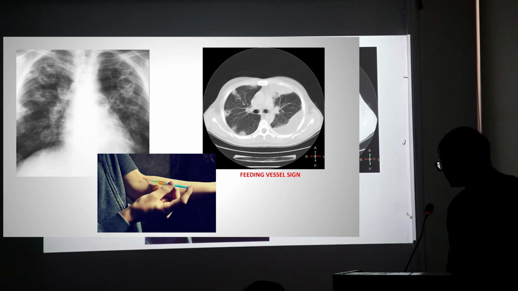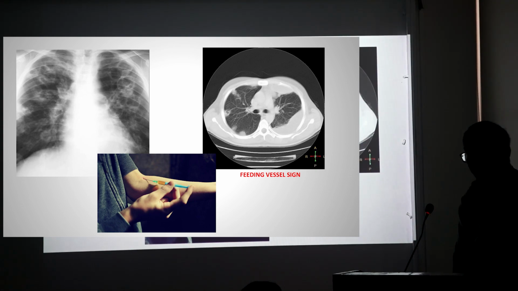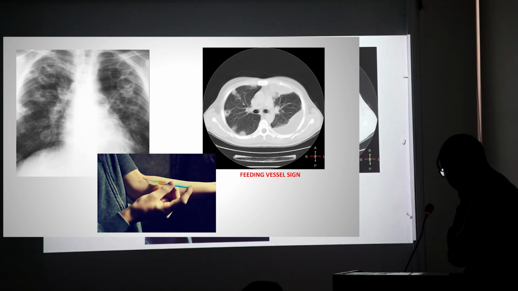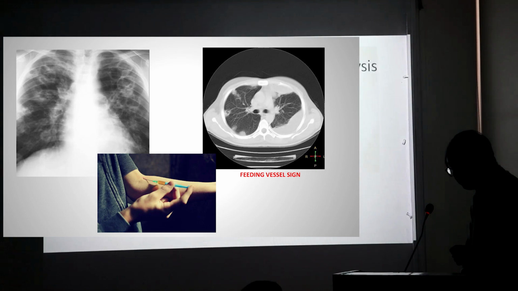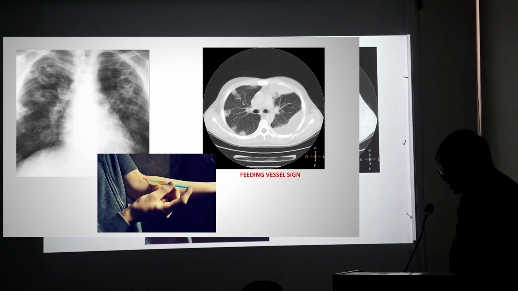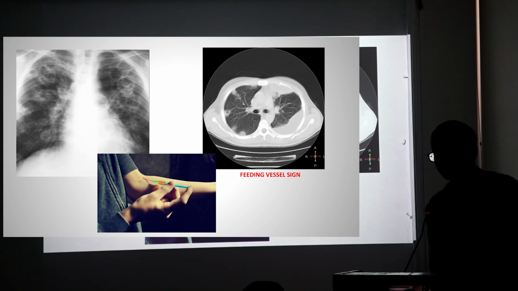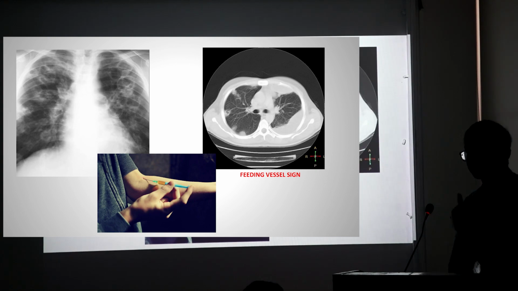Staph is the etiology, but what are we dealing with? I have put the CT also. What we can see in the CT is called the feeding vessel sign. Can you make out there are vessels which are entering into the lesions? So this is septic embolism secondary to Staph aureus. Possibly it could be due to infective endocarditis causing septic emboli.